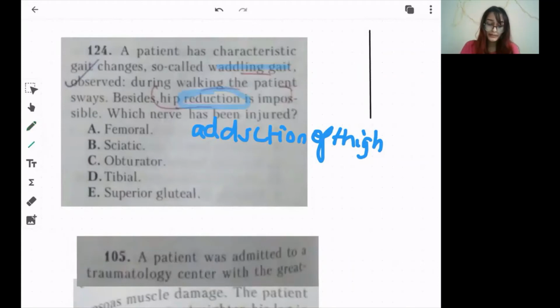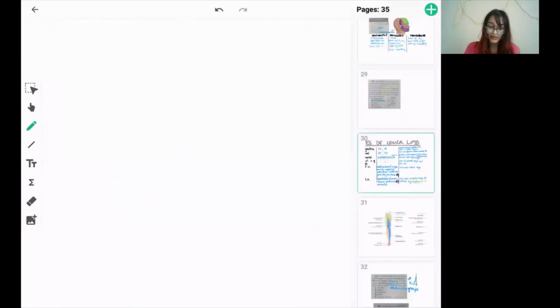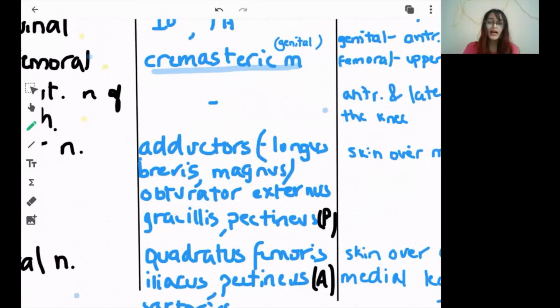If this is the axis of the body, movement of leg away from the axis is called abduction, and movement of leg towards the axis of body is called adduction, or here they have written reduction. So the answer is what? The obturator nerve. You can also see in this list I have written, it supplies all the adductors that are in the medial compartment of thigh.